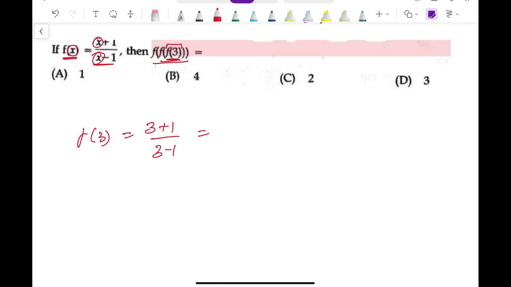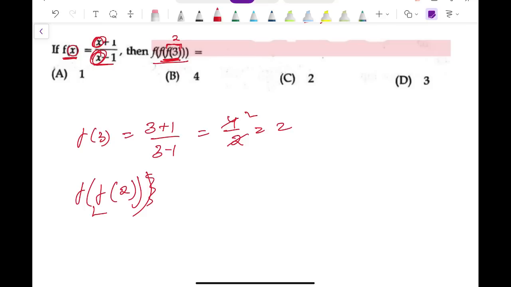In place of x I'm putting 3, okay? 3 plus 1 is 4, 3 minus 1 is 2. 2, how much? 2 2s are 4. So now f of 3 value is nothing but 2. Now we are left with f of, since the inner value f of 3 was nothing but 2. So now my value is this now. So let us find this one now again.